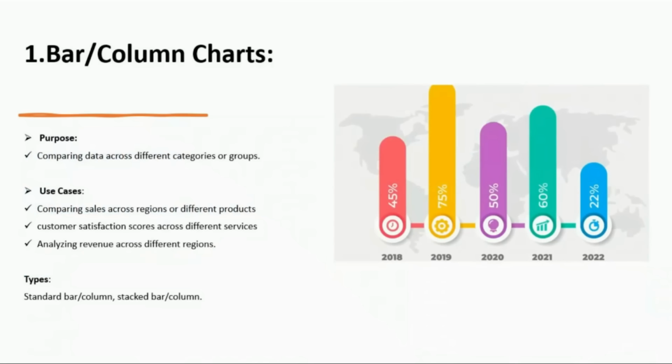So the very first is a bar, which is known as a column chart. In Power BI we have stacked bar charts and stacked column charts available. Their purpose is to compare the data across a category or group. A use case would be if you want to compare sales across regions or different products, you can utilize the column chart. If you want to analyze revenue as well, a column chart would be the best option. The types are the standard bar or column chart, or the stacked one.